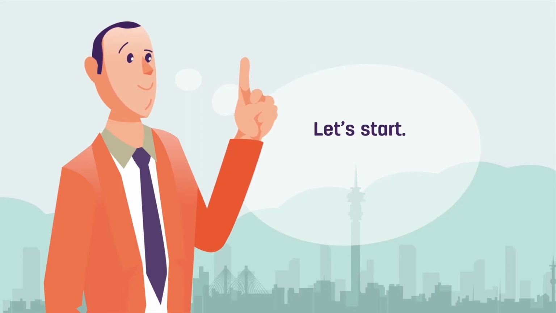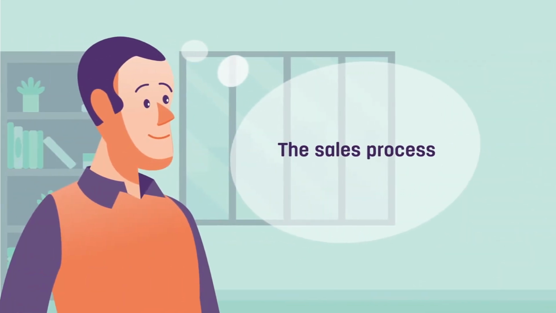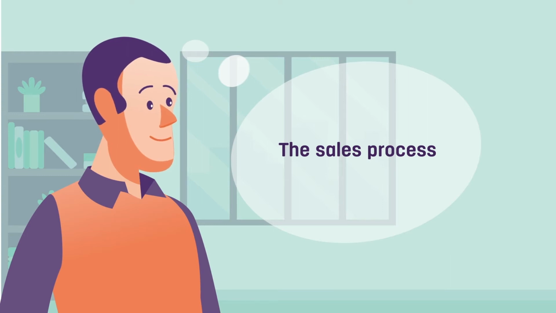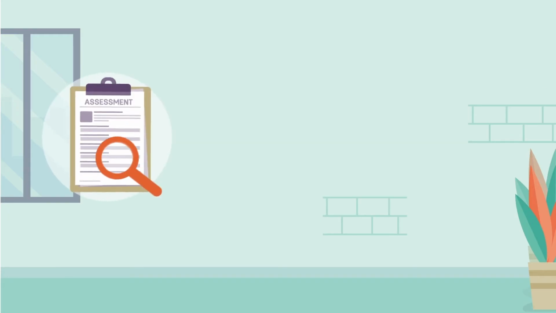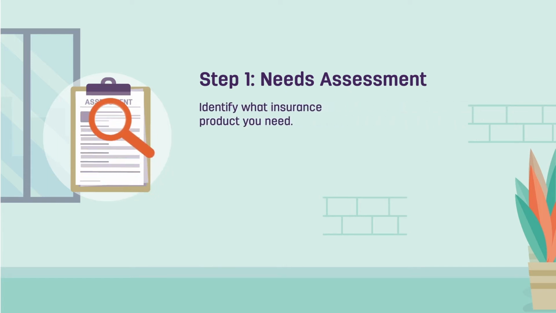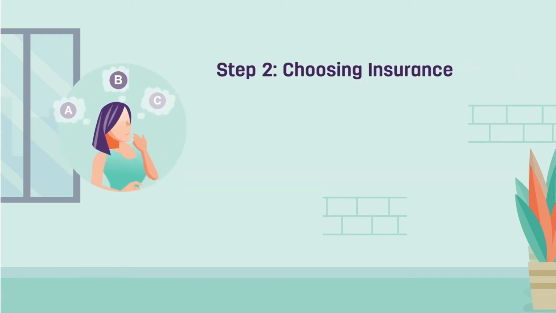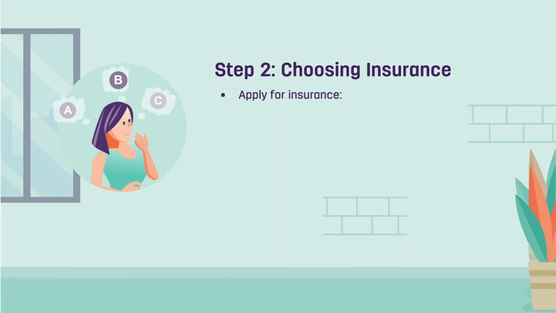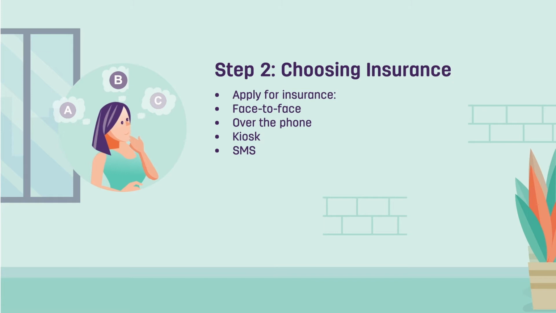Let's go. Looking at the sales process, or the process of acquiring insurance, the first step is to perform a needs assessment. Here, you'll identify what insurance product you really need. The next step is to choose the right product for you. You can apply for your chosen product based on your needs assessment and affordability through an insurance sales agent face-to-face, over the phone, at a kiosk, or via SMS.